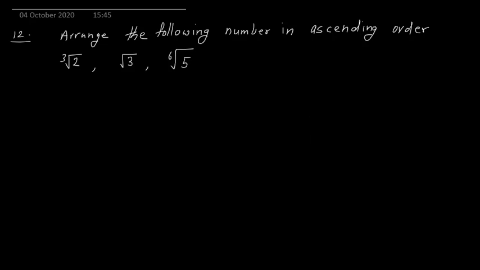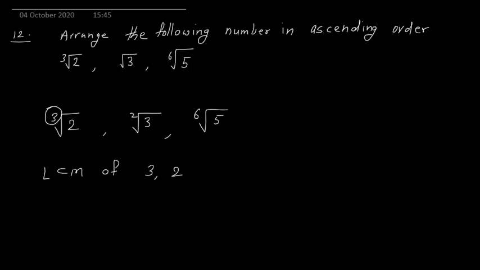Now, arrange the following numbers in ascending order. This problem is different, so let me solve it. This is the third root of 2, this is root 3, meaning the square root, and this is the 6th root of 5. First we find the LCM of the roots' indices. Here nothing is written, which means the power is 2, and here 6. So I will find the LCM of 3, 2 and 6.